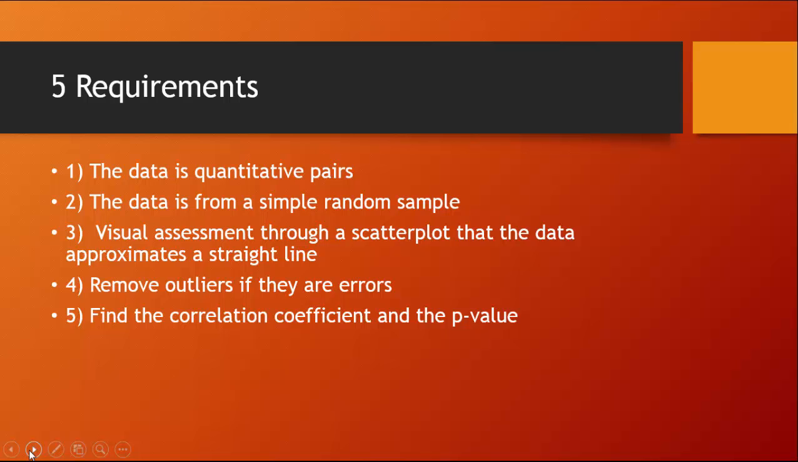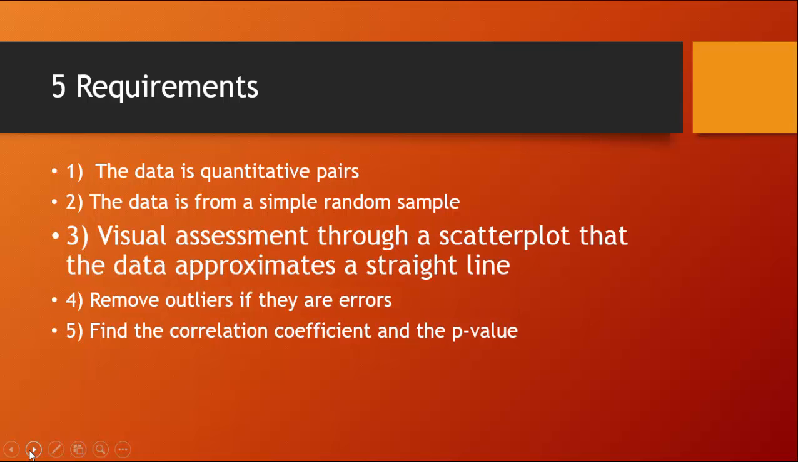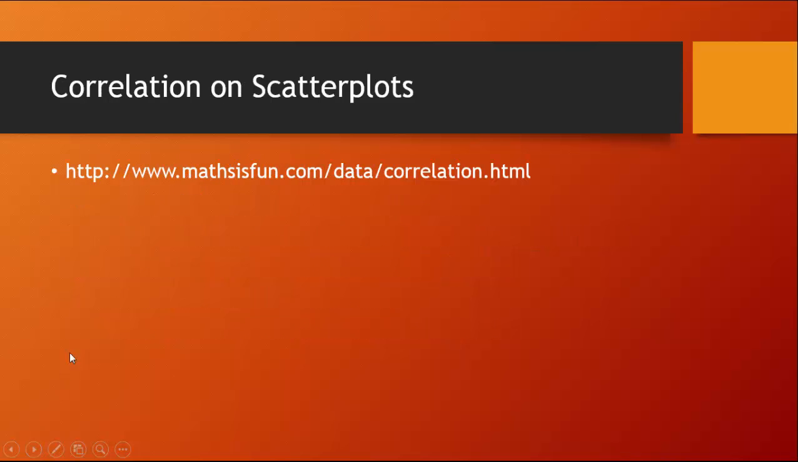And then finally, we'll find the correlation coefficient. This is a value that describes how well the data fits a straight line. And we'll also find a p-value. So yes, that means we're doing a hypothesis test. In this particular video, though, we're going to focus on that visual assessment through the scatter plot and get an idea of what would approximate a straight line. We'll also relate that scatter plot to the correlation coefficient.